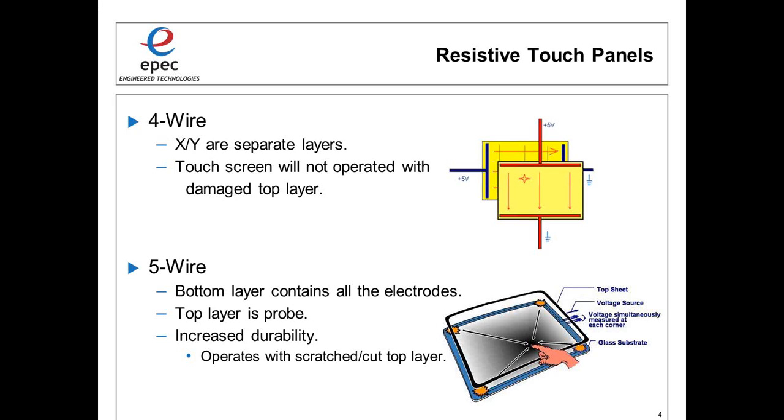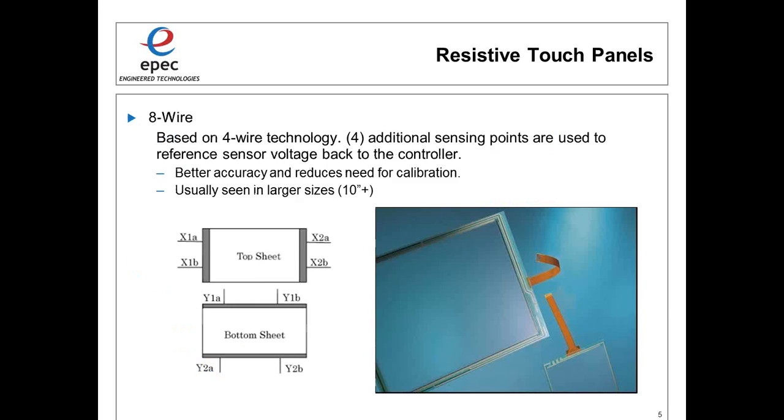The second is a 5-wire touch panel. With a 5-wire, we've got a film that's suspended over the top layer, and voltage is applied to each corner of the touchscreen. When the user presses the top surface and brings it in contact with the bottom, they're going to change the resistance, and that's going to be calculated using the controller. The benefit to this touch layer is if the top layer is damaged, scratched, or torn, because the top layer is only acting as a probe, it's still going to activate. So it's a more durable design.